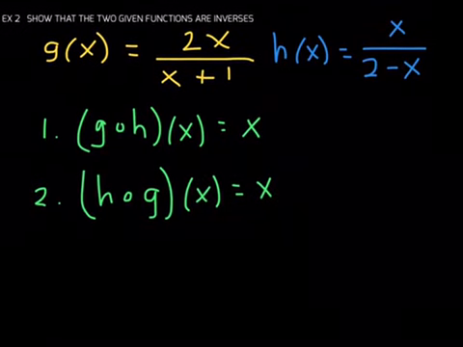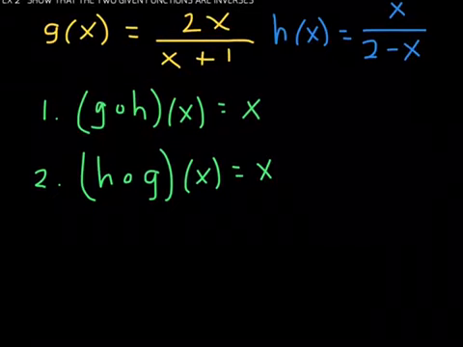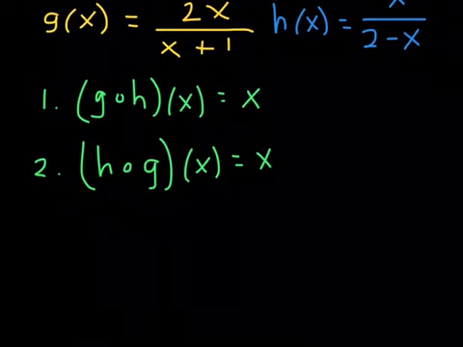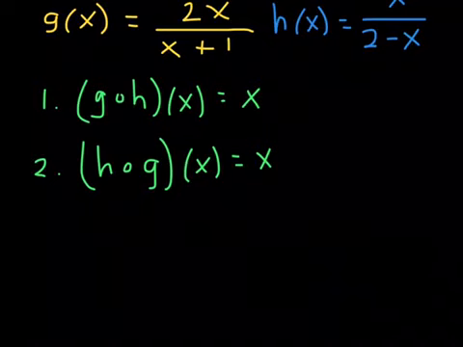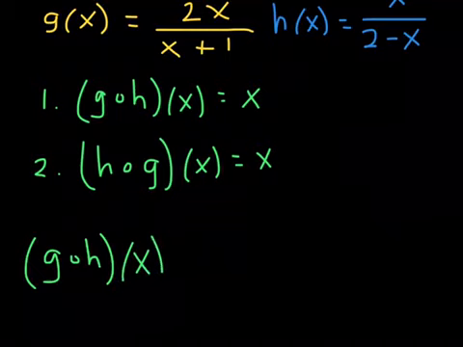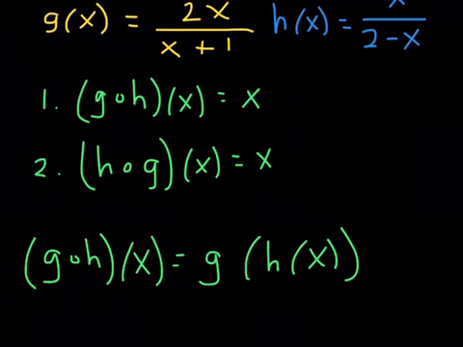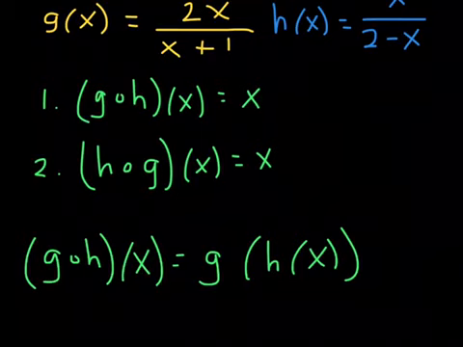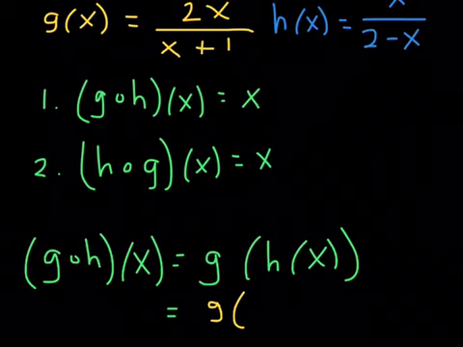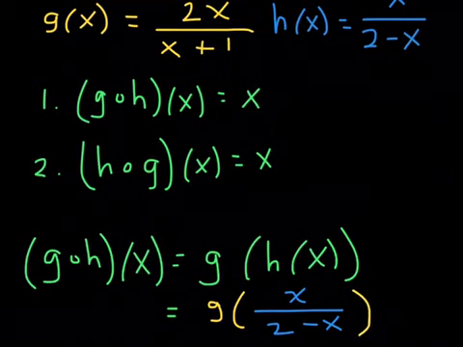Let's go for it. I'm going to need some room here. The first thing I want to show is g composed with h at x. So g composed with h at x, what is that equal to? Well, it's defined to be g of h of x. Let's see what this turns out to be. Now h of x is the same thing as x over 2 minus x. That's what h of x is equal to.